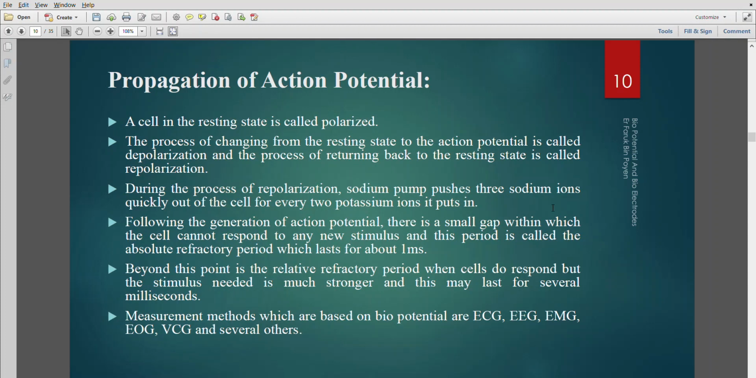This propagation results in EMG when the neuron is connected to the muscle. It results in EEG when taken directly from the brain. It results in ECG if it's a cardiac muscle.